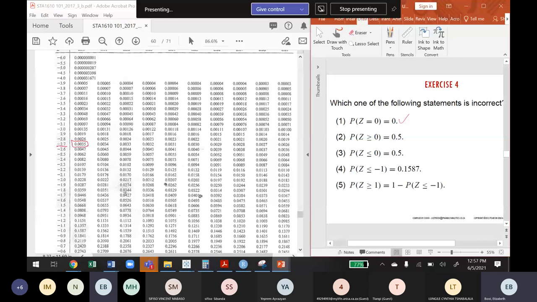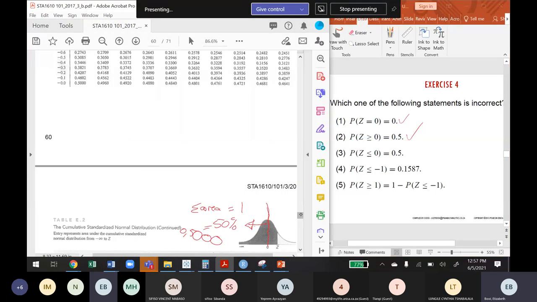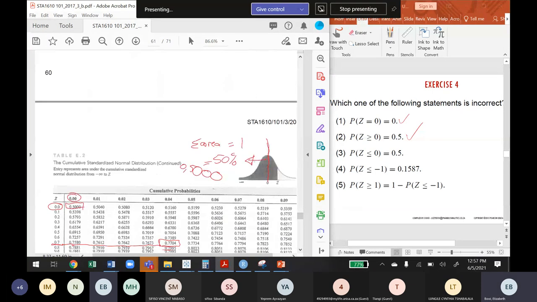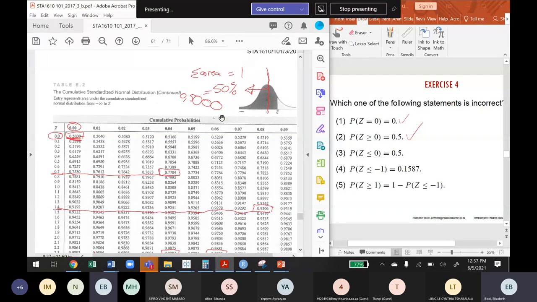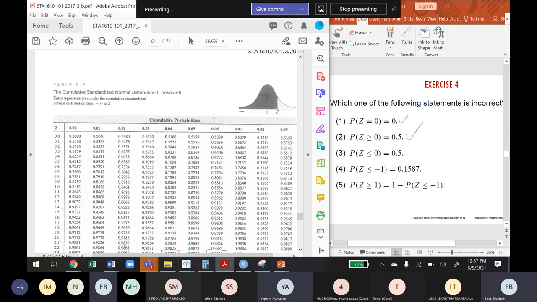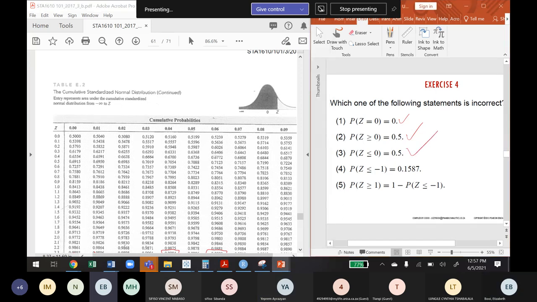What will be the probability of Z greater than zero? 0.5. That will be 0.5 anyway. I don't even have to go to the table to show you, because the probability of z on the positive side is just 0.5. Therefore, the probability of z greater than 0 is 1 minus 0.5, which is the same as 0.5. The probability of z less than 0 is 0.5. Okay. I don't have to explain that.